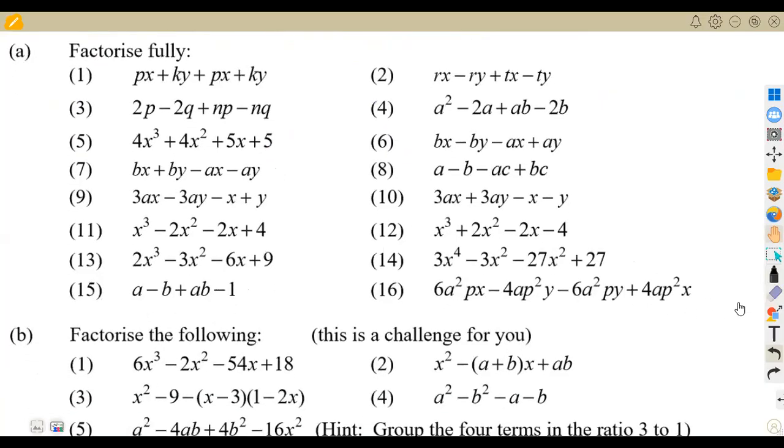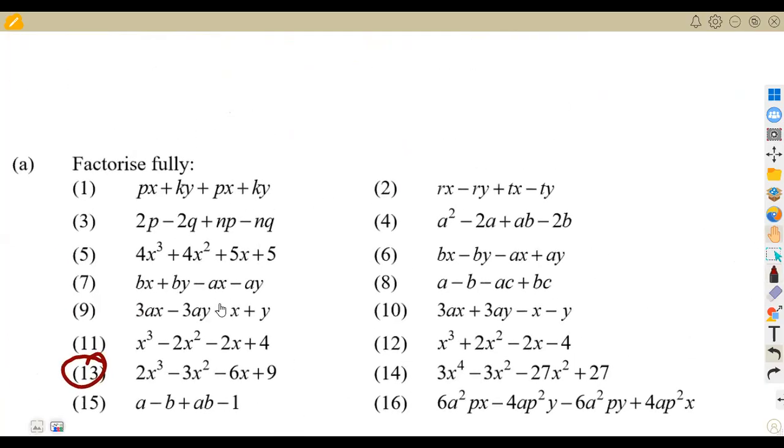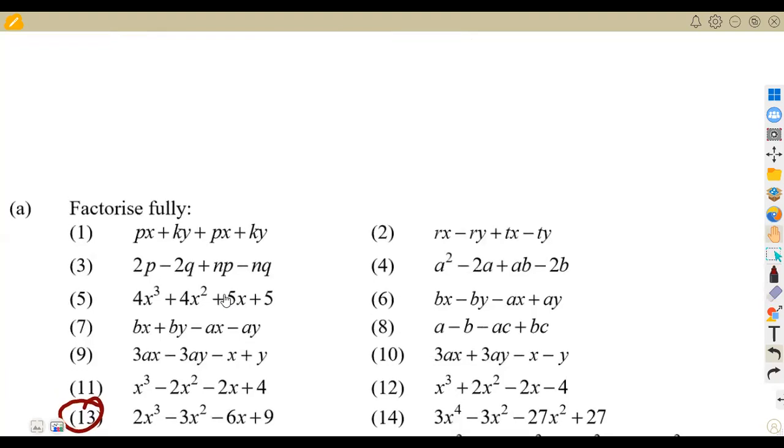All right, so we've got a lot of questions that you can consider. I just want you to work as many questions as you can. Let us just try to work this one together, question number 13. If there's any other question that you want us to work on, you can just comment so that we can work on that question together, because I'm not going to work every question.